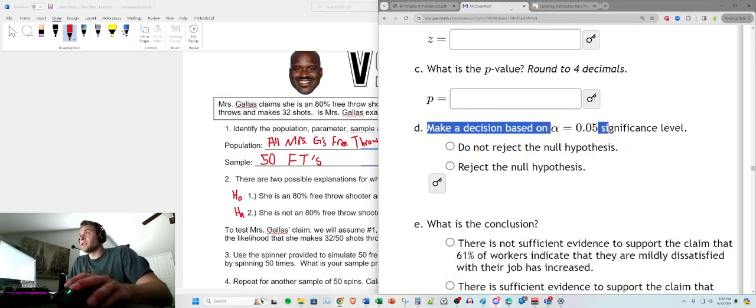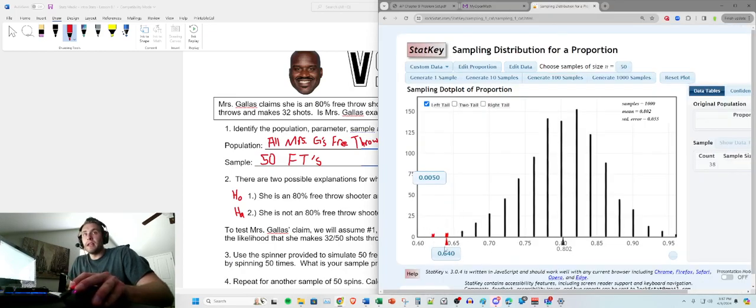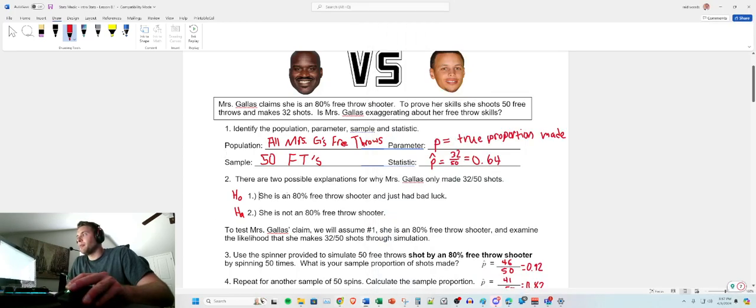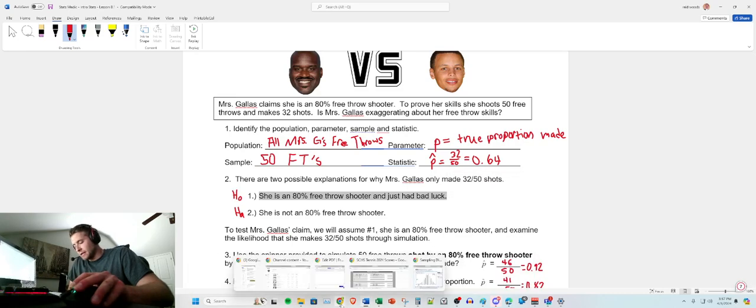And in particular, on our simulation, we're saying, okay, that only happened 0.05. That's 0.5% of the time. That's a tiny amount of probability. So she probably doesn't have bad luck.